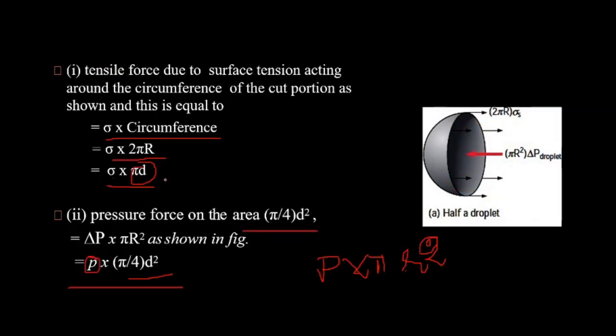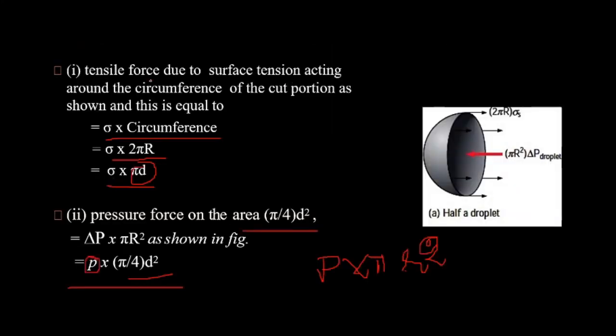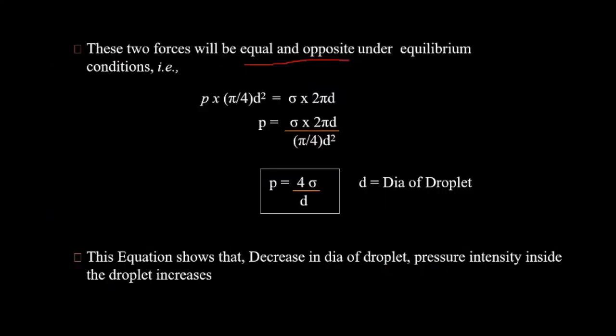Okay, so now these two forces, the force acting on the inside area plus the circumference force. It is the same drop, right? So it will be equal and opposite under equilibrium condition. Under equilibrium condition, the tensile force due to the surface tension and also the pressure force on the area will be equal and opposite. So what we can do, we can equate it. This is the pressure force, this is the surface tension.